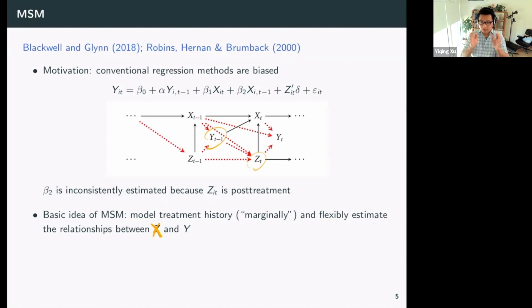So we look at what is the effect of YT minus 1, also XT minus 1 on Y. We look at what's the effect of XT on YT marginally. That is why the authors call it the marginal structural effects.